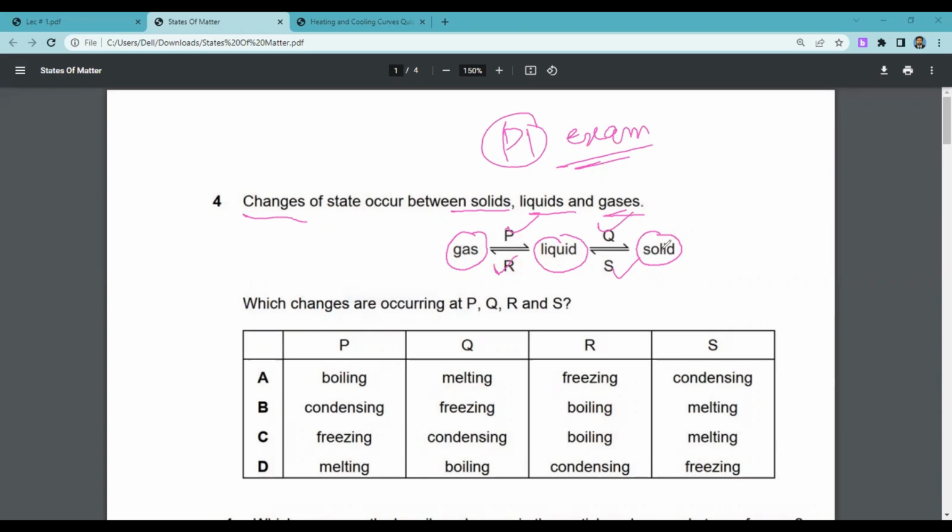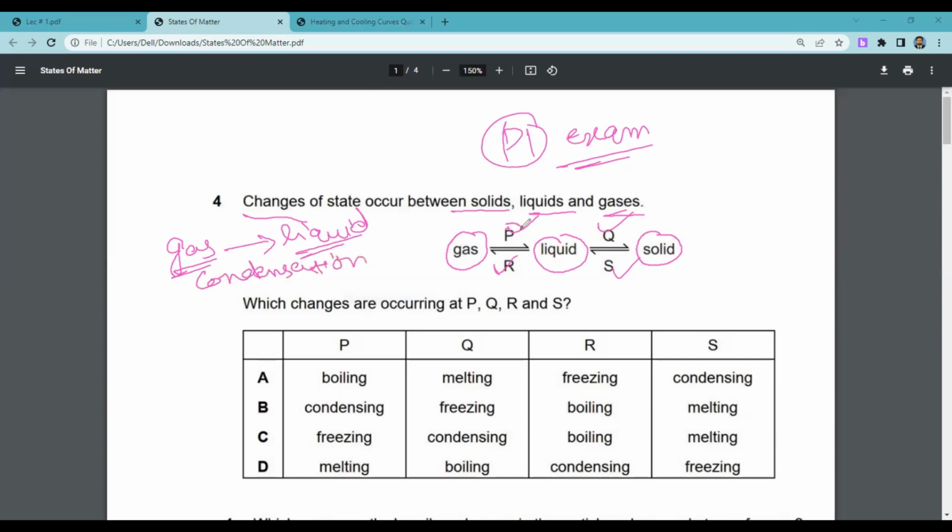Just a minute. A gas is converted into a liquid. When a gas is converted into a liquid, what is this process? Gas, which has a disordered structure, is converted into an ordered structure. This phenomenon is called condensation.